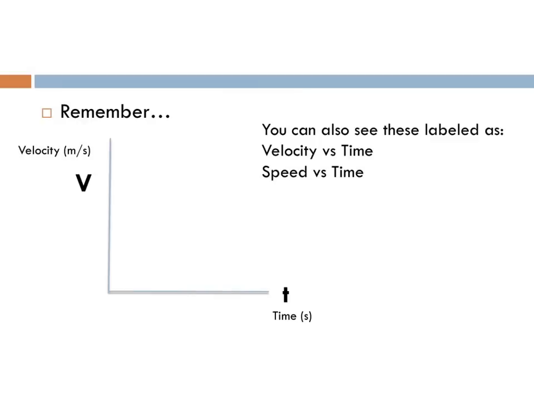So everything that we did to position versus time graphs, we can also do to velocity versus time graphs. Remember that time is your independent variable, velocity is your dependent variable. Another way you can see these graphs labeled as velocity versus time or speed versus time. Here I'm only showing the first quadrant, but remember that all of these can actually go into the negative. So we can also have negative velocity, because right now we're only showing positive. Same thing went for position versus time graphs.